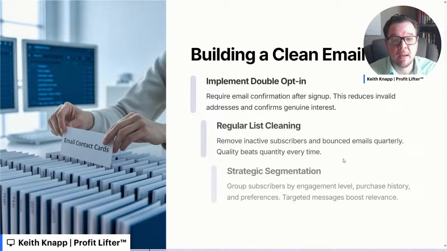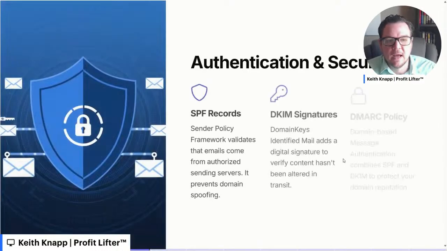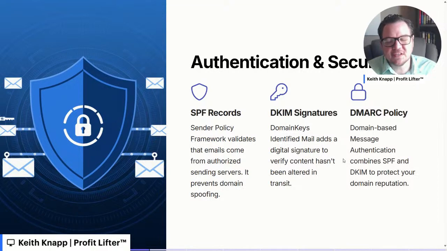All right, next up, building a clean email list. We've already seen this one, haven't we? Authentication and security. This is going to be the technical work that happens inside of the system. What this is going to look like is 3 different records that you need to have listed on your domain name.